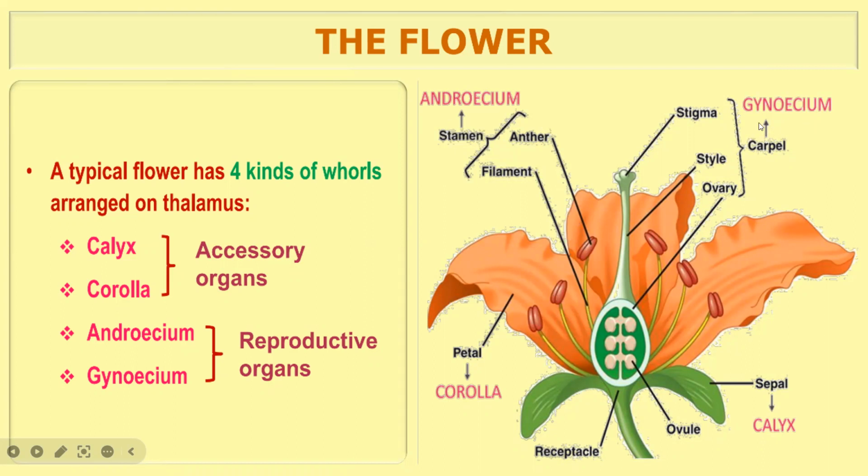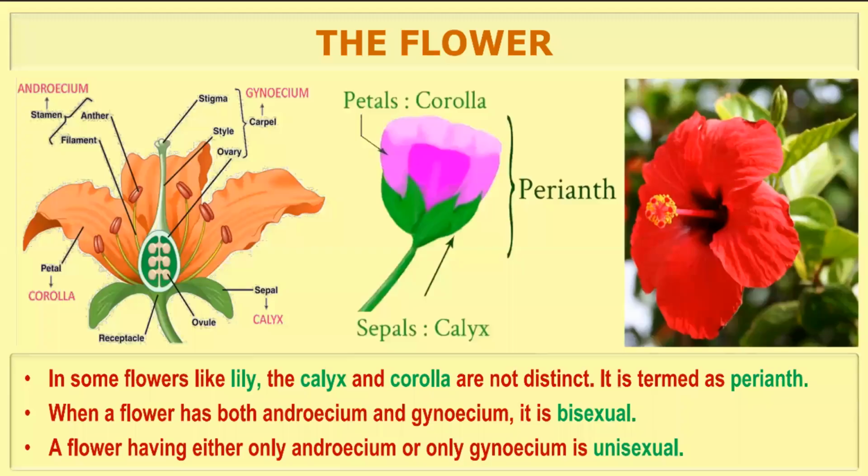Gynoecium is made up of many carpels. One carpel will have stigma, style, and ovary. So for match the column, you can be asked: calyx will be sepals, corolla will be petals, androecium is stamen, and gynoecium is carpel.